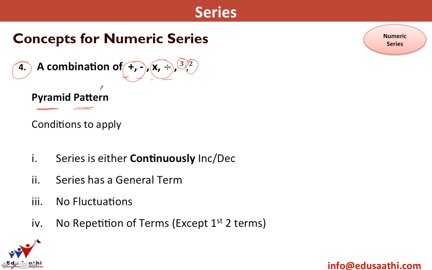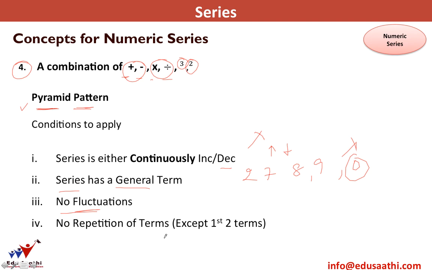What are the conditions for this pyramid pattern to be applied? The series is either continuously increasing or continuously decreasing. The series has a general term. There are no fluctuations. For example, it cannot be like I'm increasing the series at 1, let's say 2, 7, 8, 9, and then suddenly it becomes 0. So these fluctuations are not allowed. So increasing and decreasing both are not allowed.